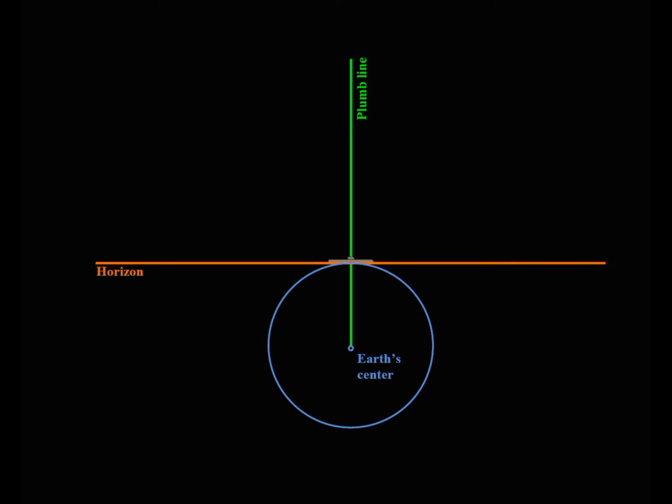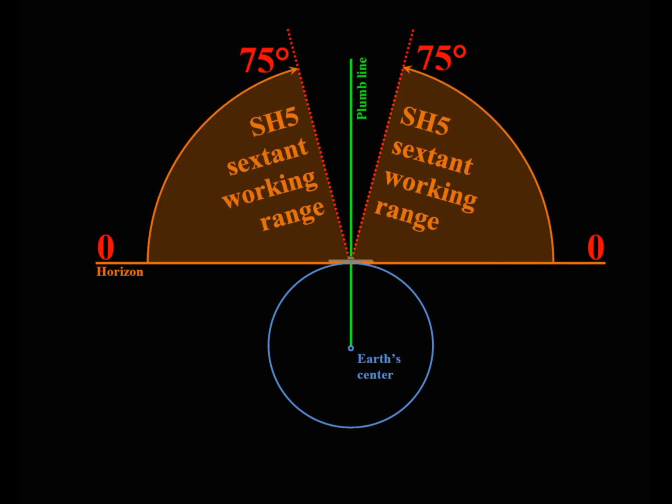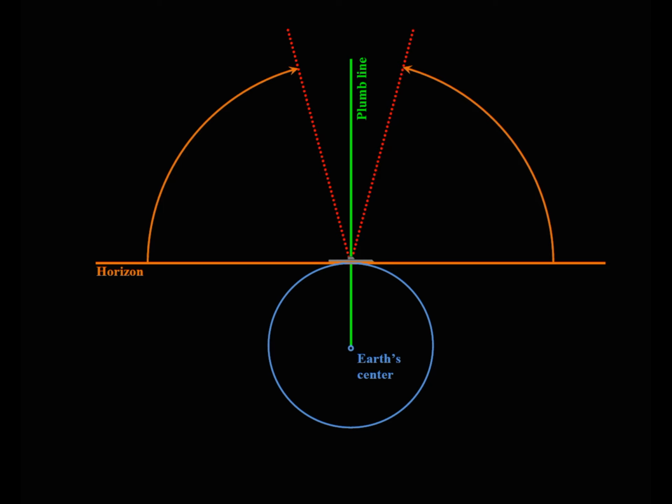For each specific latitude, there is a set of stars by which the observer can determine his latitude. First of all, it must be borne in mind that the SH5 sextant working range is limited to 75 degrees.